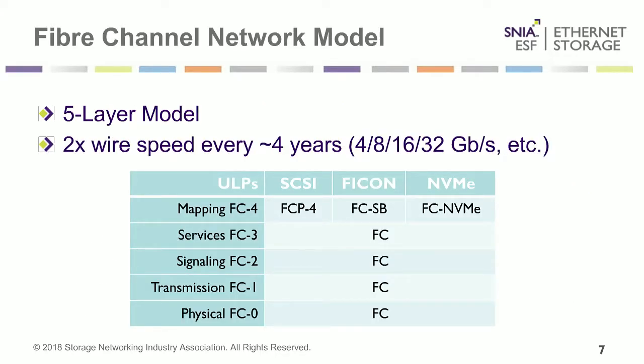So here's a pictorial of the layers that Fibre Channel uses. You see we have the upper layer protocols, the ULPs, be it SCSI, FICON, used by the mainframes, NVMe, or several other different protocols. And then the layers down through the networking stack for moving the storage data across the network. The services, the signaling, all the way down to the physical layer.